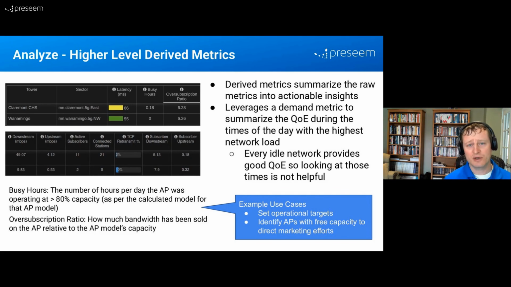And similarly, the oversubscription ratio, which we'll also talk about when we get into the fixed wireless report, that's basically a measure of how much bandwidth is sold on the access point as compared to what it can actually deliver, again, in the real world. So useful for setting operational targets and identifying APs that have free capacity. So if you have an AP with very low oversubscription ratio, that might be an AP that you can sell more capacity on, sell more plans without having to upgrade the access point. So customers will use it for that as well. So that's really all I'm going to say about Preseem. This is why we have this data, is that we want to present the view of the network quality and overall congestion and reasons why there could be poor quality to our customers.